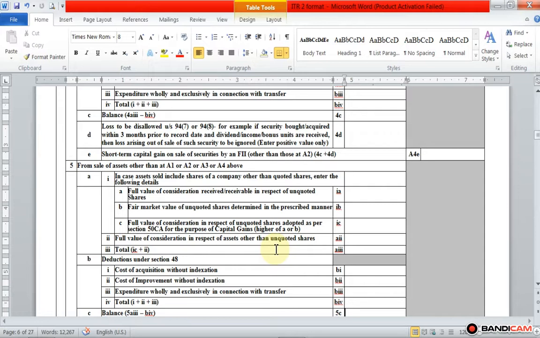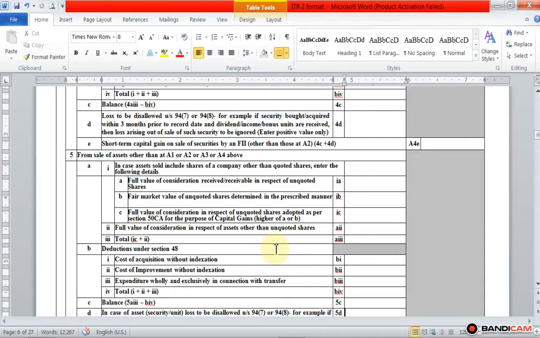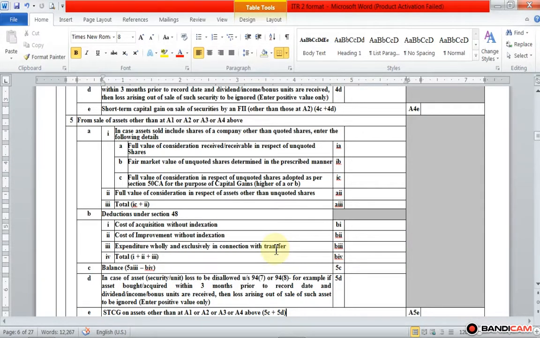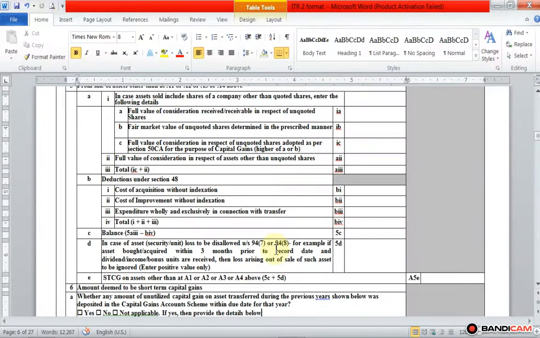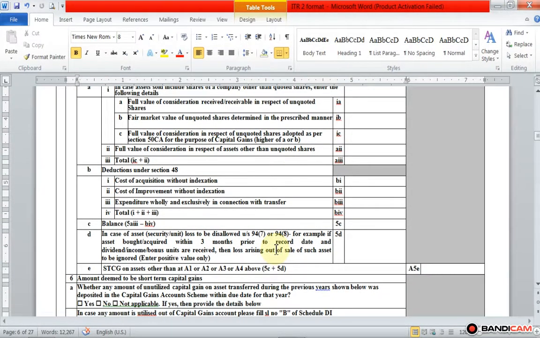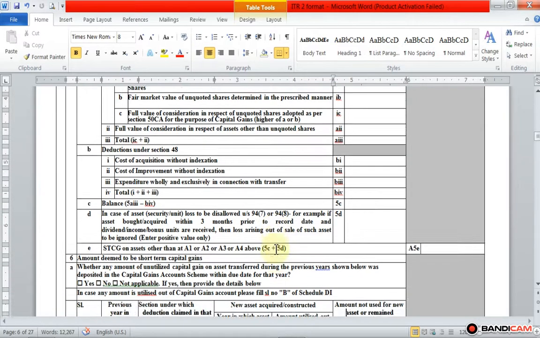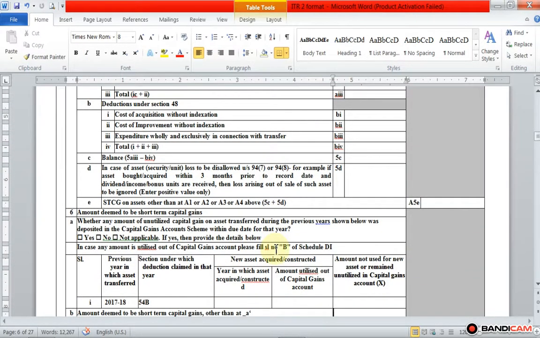Quoted shares enters the following details. So if the company has sold the assets plus shares, then we fill this information, then get a reduction. The valuation is the same, but here we take into consideration the other asset as well as shares. Then we get the amount deemed to be short-term capital gain.